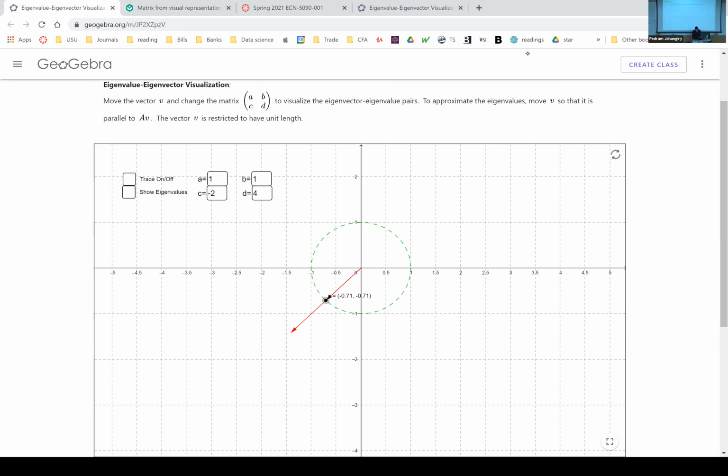So then, let's talk about the magnitude. Let's start with this one. What do you think the eigenvalue is? Roughly speaking, I don't want you to think of the exact number.